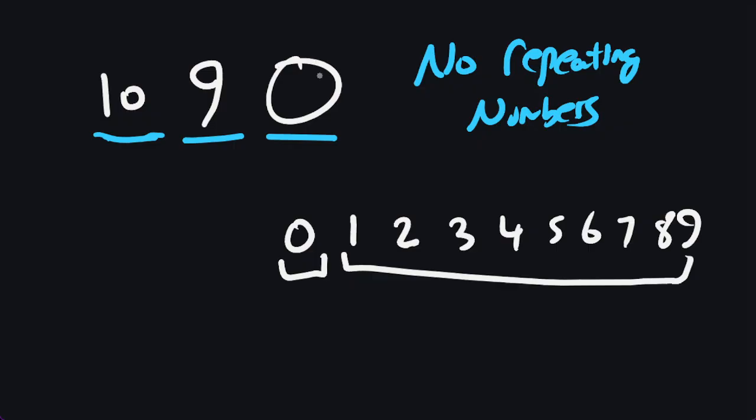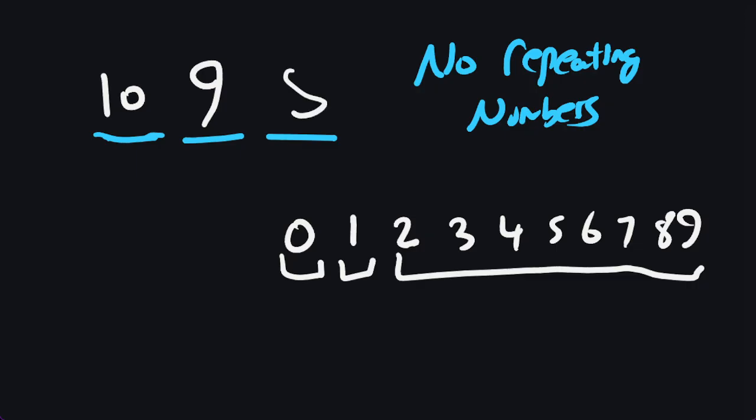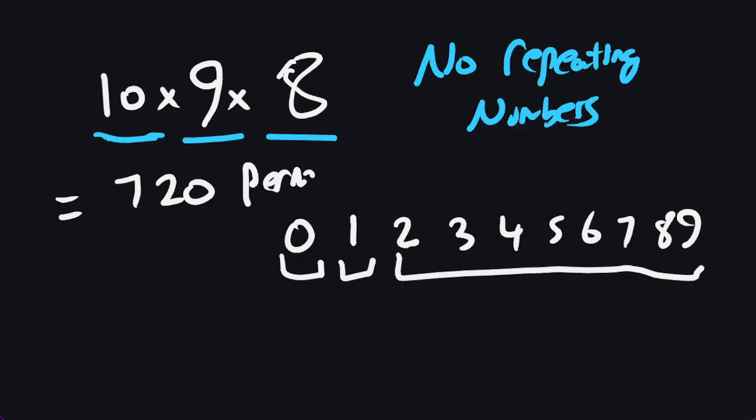And for our third slot, let's say we picked 0 and 1 for our first two. Then we only have 8 options left. So 10 times 9 times 8 is 720. That means there are 720 different permutations.